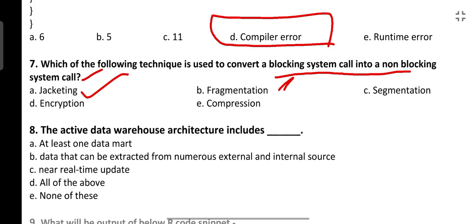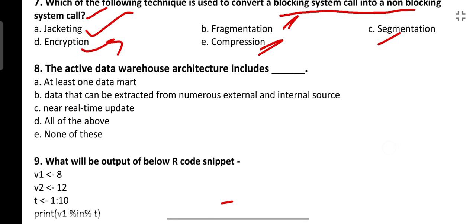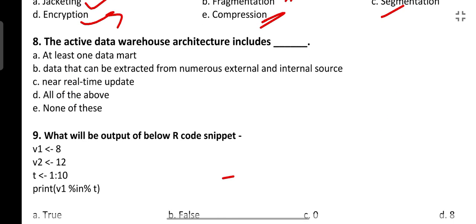And what is segmentation? Segmentation is dividing the process into small segments, each doing small tasks. Encryption, we know in communication, means changing the plain text to ciphertext. Compression is also a similar concept, to compress the data so that the additional memory can be released. Let's go to the next question.